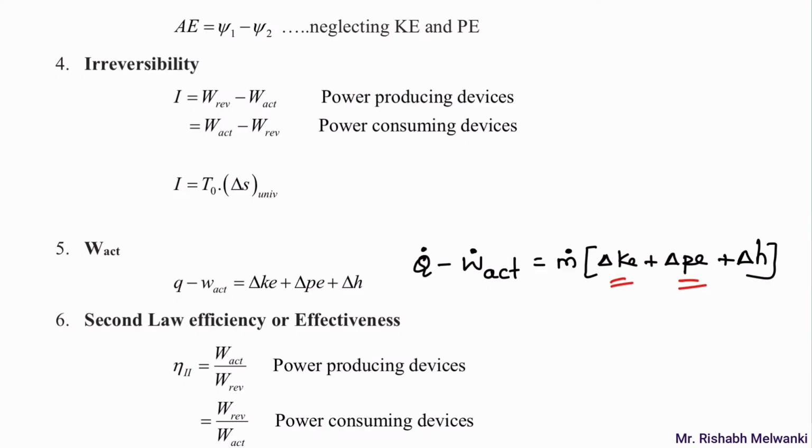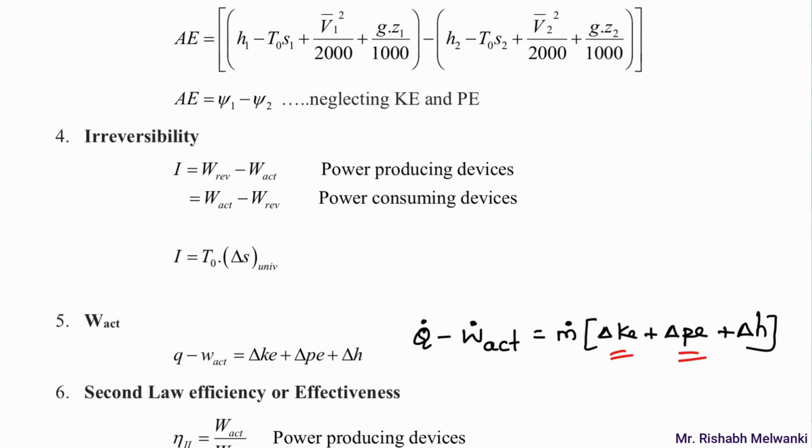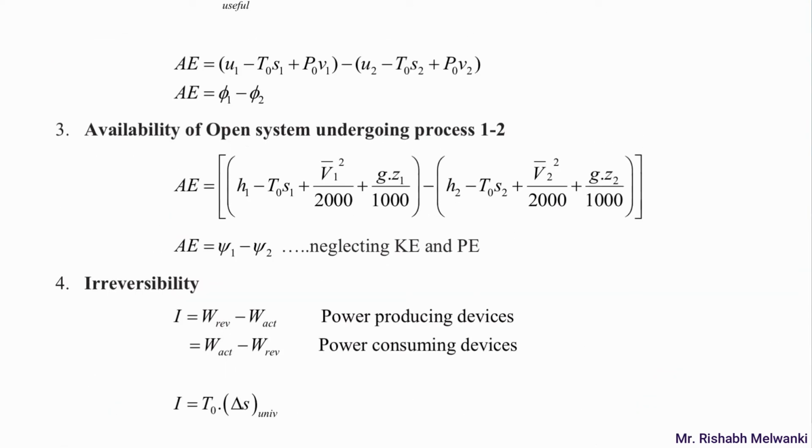Okay, so what I have to find out now, we'll see the equation. What is asked? We have to find available energy of open system undergoing process 1 to 2. In the question it has been mentioned that you have to neglect change in kinetic energy and change in potential energy, so we will neglect these terms. So what equation will I get? I'll get H1 minus T0 S1 minus H2 minus T0 S2. So here I am getting this equation psi1 minus psi2.